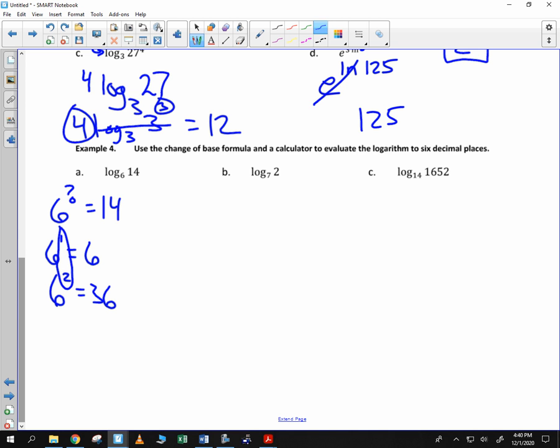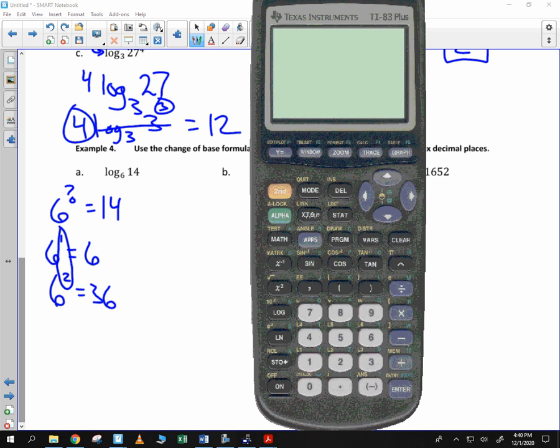Well, the problem is that your calculator doesn't have a base of 6. It's only got a base of 10. So if you hit logarithm, that's a base of 10. So like the log of 14, you get 1.1. That's not our answer. And if you hit natural log of 14, you get, let's see, 2.63.